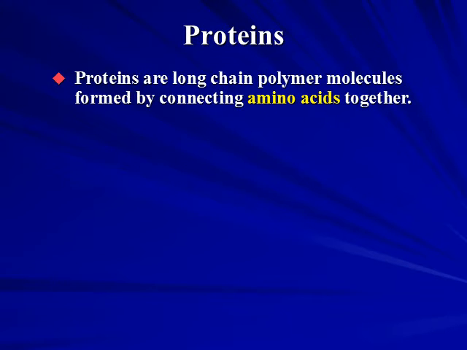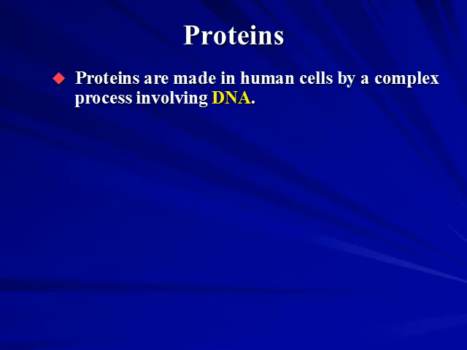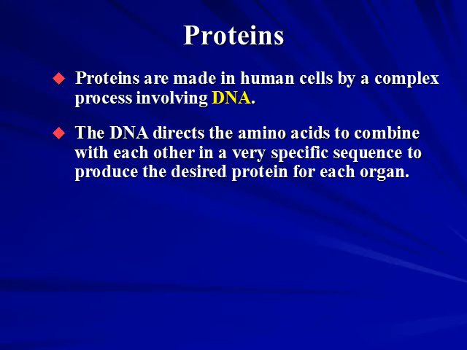Proteins are long-chain polymer molecules, formed by connecting amino acids together. The structural formula for glycine is shown in the diagram. Glycine is the simplest of the 20 common amino acids that occur in nature. Proteins are made in human cells by a complex process involving DNA. The DNA directs the amino acids to combine with each other in a very specific sequence, to produce the desired protein for each organ.